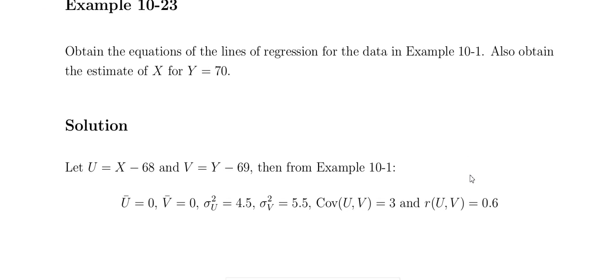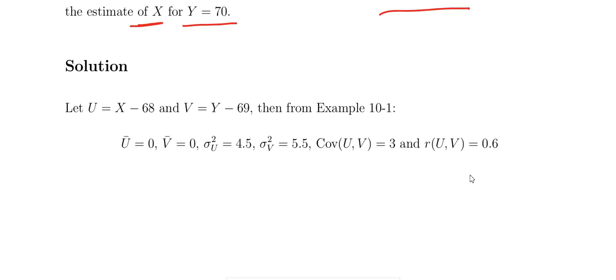Obtain the equation of lines of regression from any data. Okay, the data is something missing. And also obtain the estimate of x for y equal to 70. So if you work out the problem, you can get the answer.